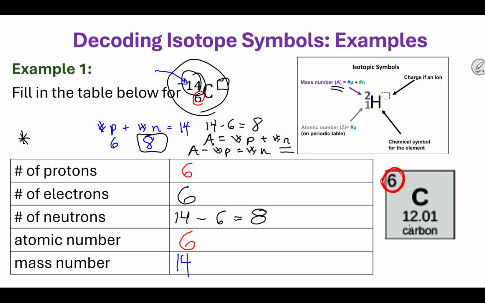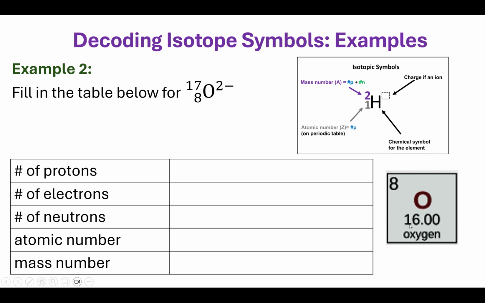Let's look at another example. It says fill in the table below for this isotope symbol. And notice it has a charge. It has a -2 charge. So this is an ion. It's a negative ion, so this is an anion. Okay, what never changes? This is the symbol for oxygen. O, we see on a periodic table, is oxygen. And for oxygen, the number of protons is always given by its atomic number. That's on the periodic table, so that's 8. The atomic number is 8.